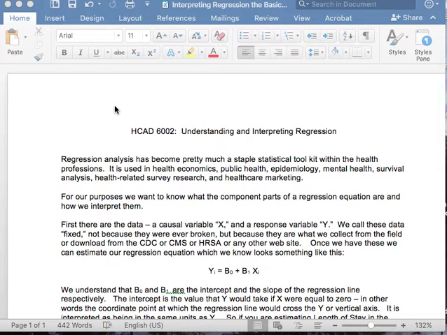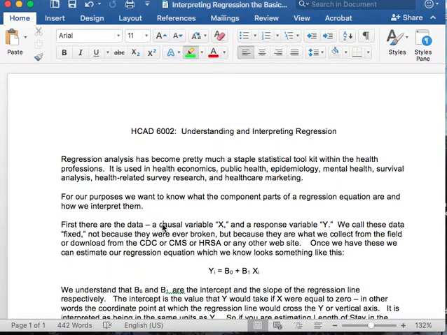So whether it's epidemiology, in which there are what are called survival models and hazard models, whether it's in health-related survey research, healthcare marketing, it's there. So it's good to know what we're doing with it. First, we always have at least one causal variable, which we'll call X, and the response variable. I'll try to do some highlighting as I go along here.